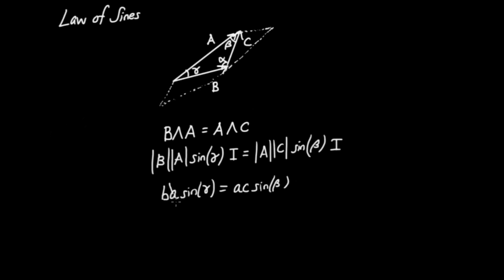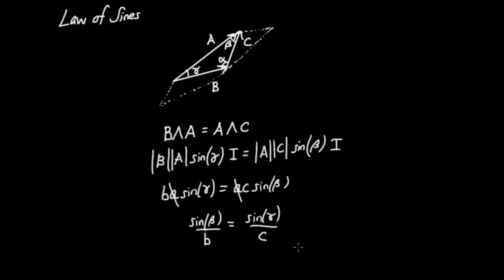And have a look: I cancel out the a's from both sides. So I have that b sine gamma is equal to c sine beta. And I do a little bit of rearranging. I divide both sides by b, bring the b down there, and divide both sides by c, which brings the c down there. And I can rewrite this in the common form for the law of sines: sine beta over b is the same as sine gamma over c.